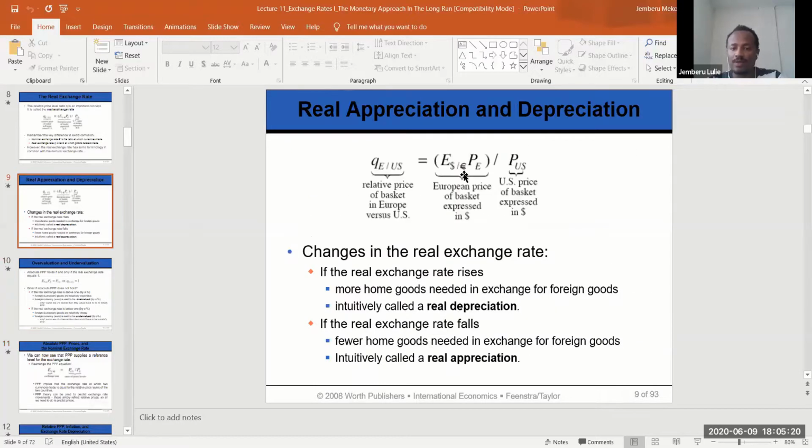What do you think an exchange rate will be if I solve this? Dollar per euro. If this thing is holding, if PPP holds, we say that prices are going to be the same. That's the equilibrium condition.